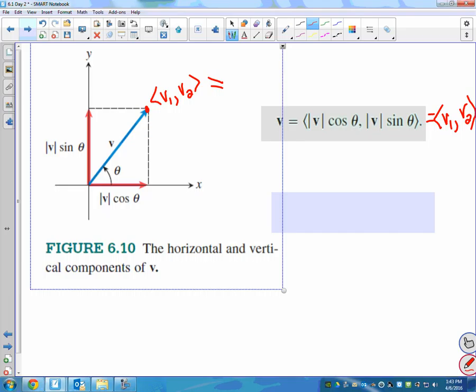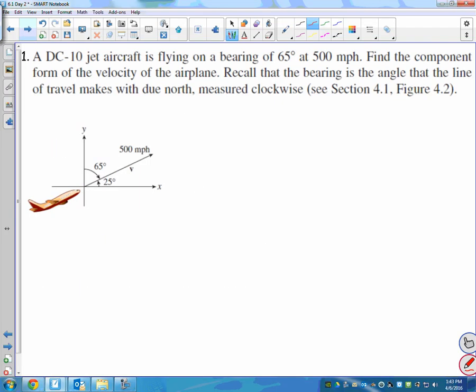So the first example here, not so bad, but it gets us used to the language here. And they give you a nice picture, and then the second one's a lot worse, no picture, and a lot more stuff going on. Right? But I'm going to focus in on this bearing part a little bit more this time. So it says we have this DC-10 jet aircraft. It's flying on a bearing of 65 degrees at 500 miles per hour. It says find the component form of the velocity of the airplane.